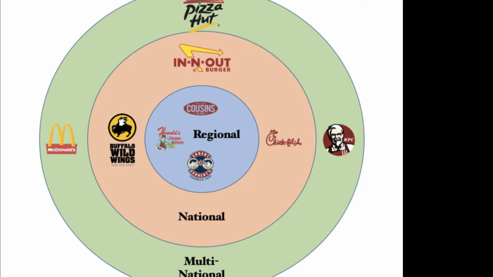These are things like Harold's Chicken Shack in the Chicagoland area and the Midwest region, Cousins Subs based out of Milwaukee, and Herbert's and Gerbert's as well out of Wisconsin. Then you might look at national brands such as Chick-fil-A, In-N-Out, and Buffalo Wild Wings, which have a little bit larger reach. And then finally, some multinationals.